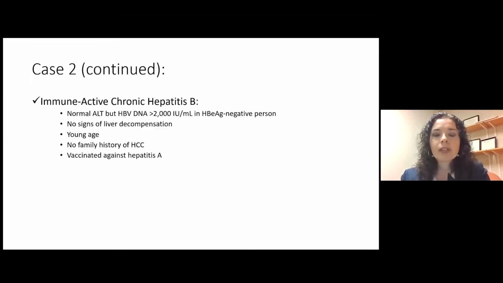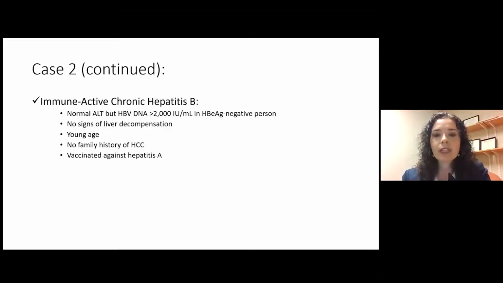So he's immune active chronic hepatitis B, and this is because he has a normal ALT. However, his DNA is slightly higher than what we would consider to be inactive, with a DNA of greater than 2,000. His is 3,400, and he's E antigen negative. He has no signs of liver decompensation. He's a young man. He has no family history of HCC, and he's vaccinated against hepatitis A.